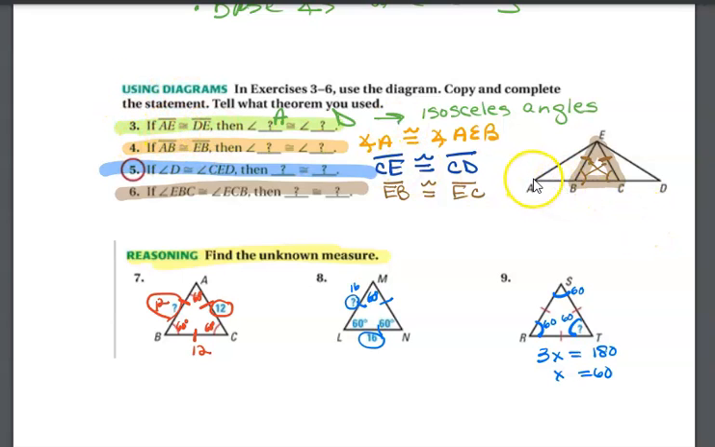So if AE, so this is the green one. I wonder if I have a green pen. Let me just look. I might be able to find the green.